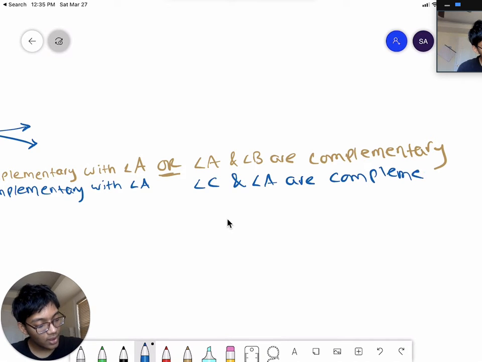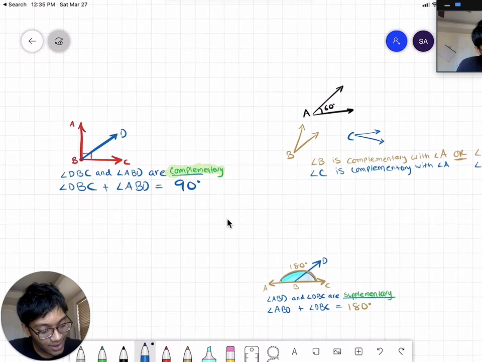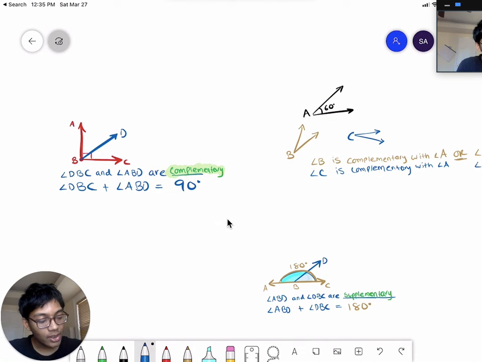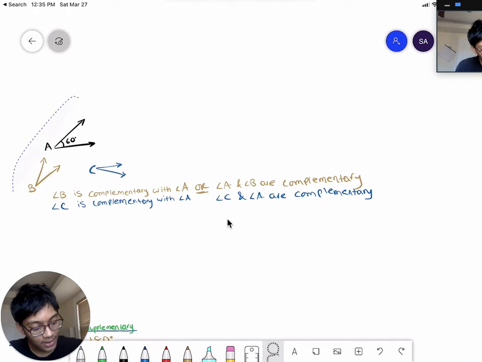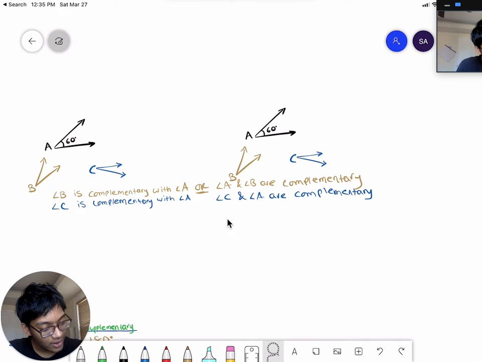Okay, so what does this tell us? Well, remember what this is really code word for, right? When we say two angles are complementary, we're actually saying they add up to 90 degrees. So how does that help us, you might ask? Well, let me put this diagram right here, and maybe you can figure it out for yourself.